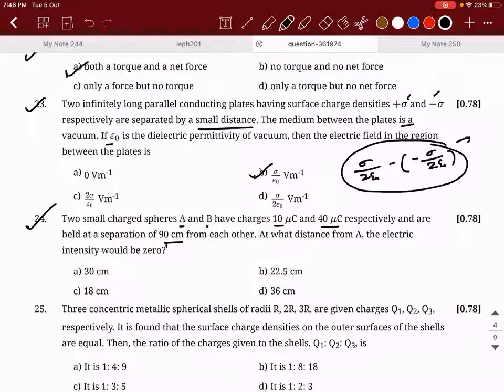How many of you did this? Sir, I got C, I think. How much did you get? C? 18. Yes, sir. Both are of positive nature, 10 microcoulomb and 40 microcoulomb. 30 centimeters. Sir, is it A, sir? I think it is 8.